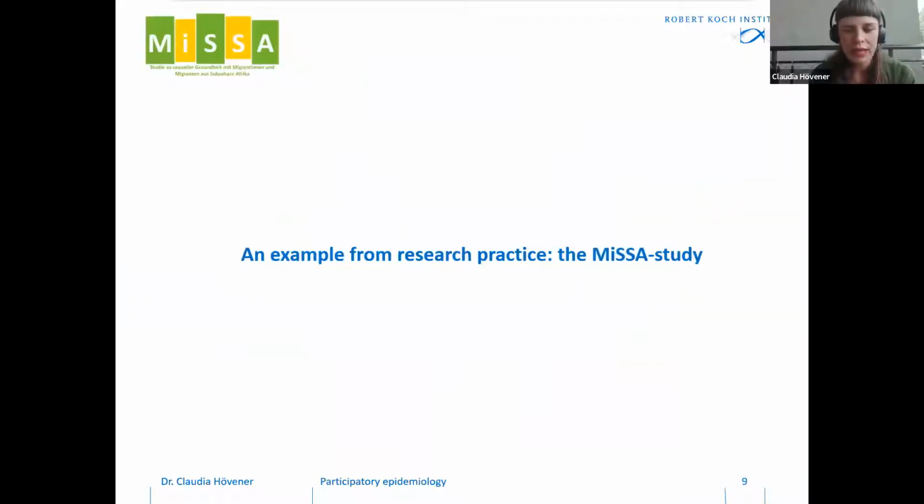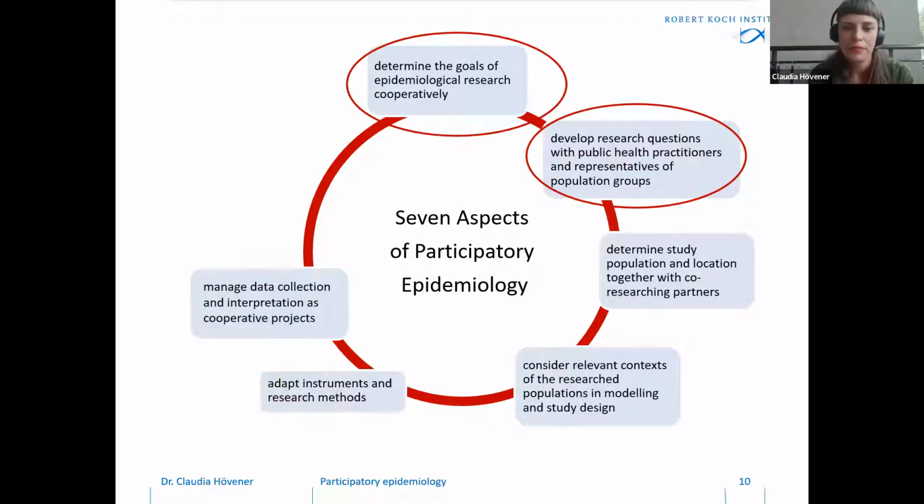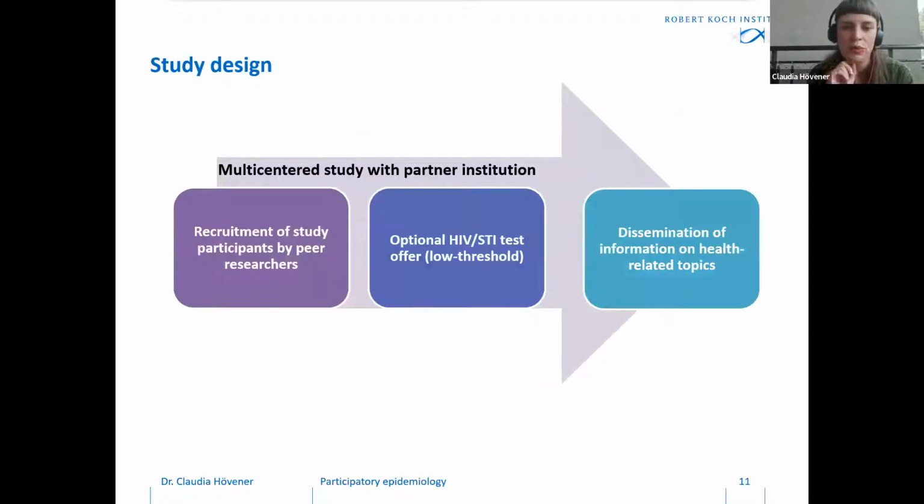So now there's the example that I talked about. So first, again, determine the goals and also develop the research questions. So what we did is when we started with the MISA study, I very naively, I have to say, I invited a lot of different stakeholders to a meeting where I thought we can come up with research questions and a study design.